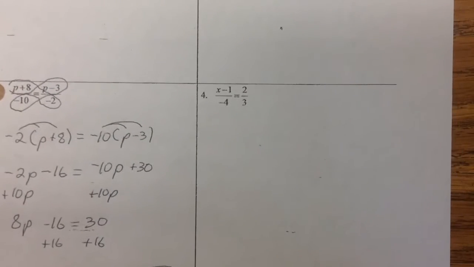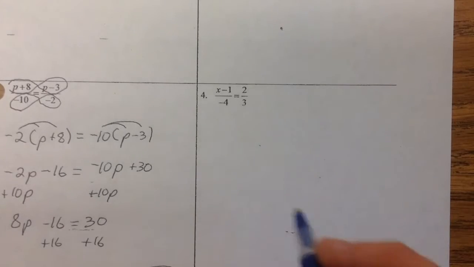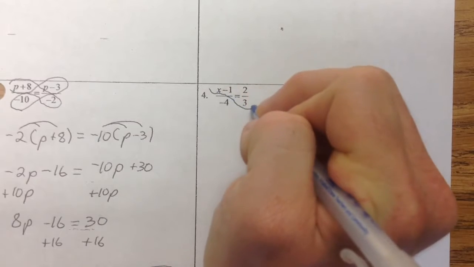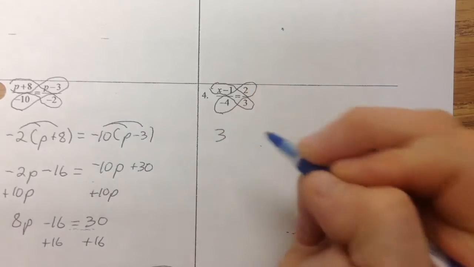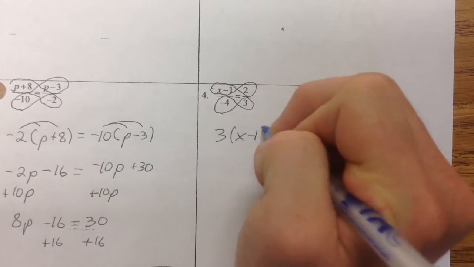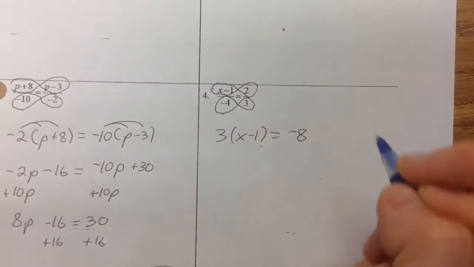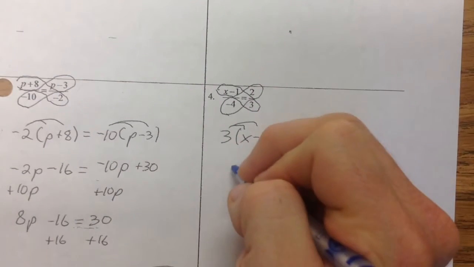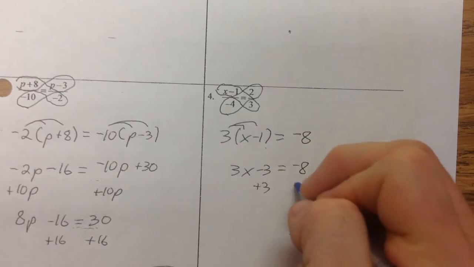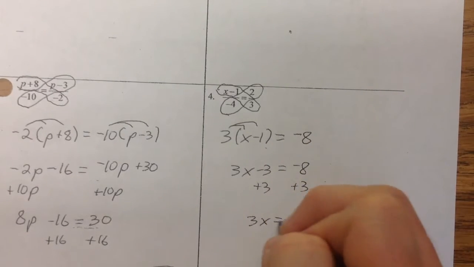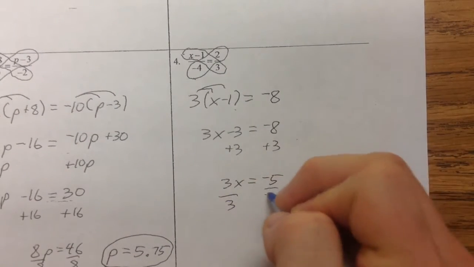So let's do the last one on the front here. Same as number 3, actually a little easier because there's only one binomial instead of 2. So we're only going to have to do the distribution once. But again, cross multiplication, that's the same technique we're using on all of these. We've got 3 parentheses x minus 1 because we have to multiply the 3 by both pieces, equals negative 4 times 2, which is just going to be negative 8. So we'll distribute: 3x minus 3 equals negative 8. Add 3 to both sides. 3x equals negative 5. Divide both sides by 3.